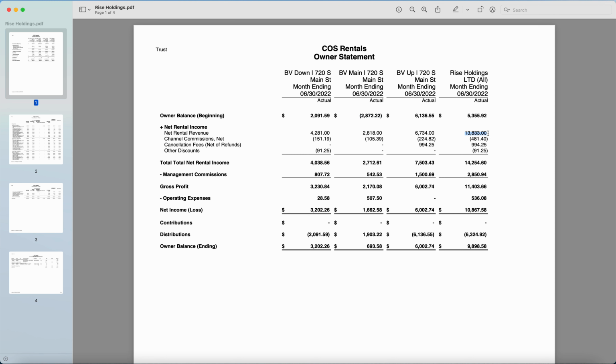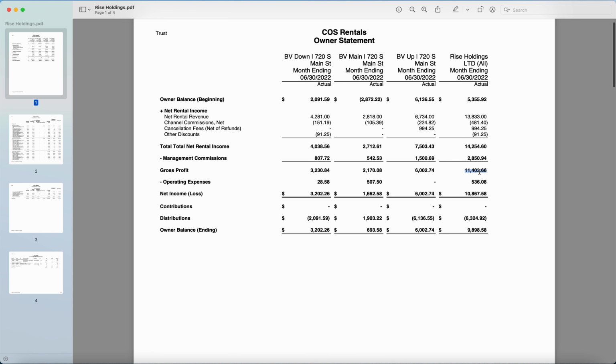Next, you'll see your net rental revenue. This is your lodging revenue, less channel commissions. These are things charged by Airbnb, VRBO, Booking.com, just a commission or fee that they charge. We have sometimes cancellations, but oftentimes the guest gets a refund. Sometimes they don't, and that's represented here as income. And then other discounts, these are typically length of stay discounts if a guest stays for 7, 10, 14 days, whatever it may be. So that leads to your total net rental income, less management commissions leads to your gross profit. This is before we take out expenses for operations.